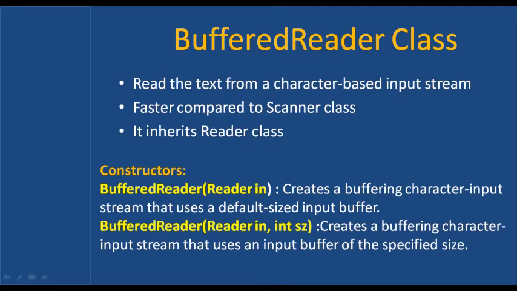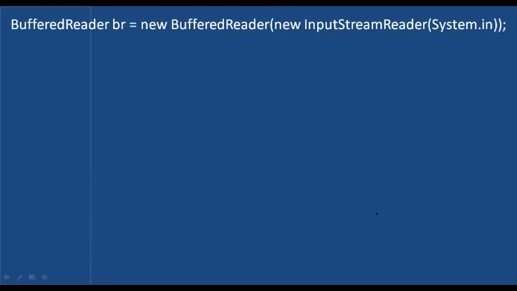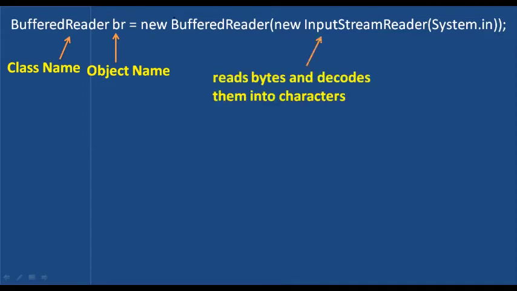If you want, you can define your own size by using these constructors. It has two constructors. One constructor with the default size, and if you want to change the size of the buffer, you can use the second constructor. If you want to read input by using the BufferedReader class, you have to create an object of the BufferedReader class like this. Here, this is the class name, and this is the object name. The object name is any valid identifier. As I told you, new is a keyword. It is used to create an instance of the BufferedReader class.